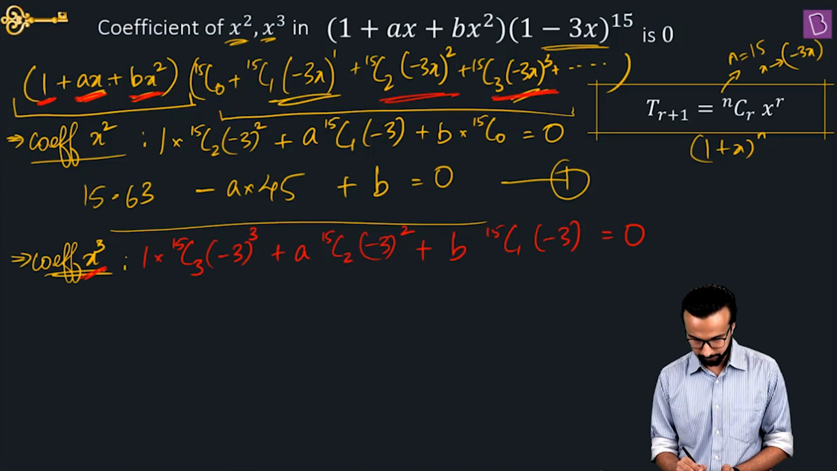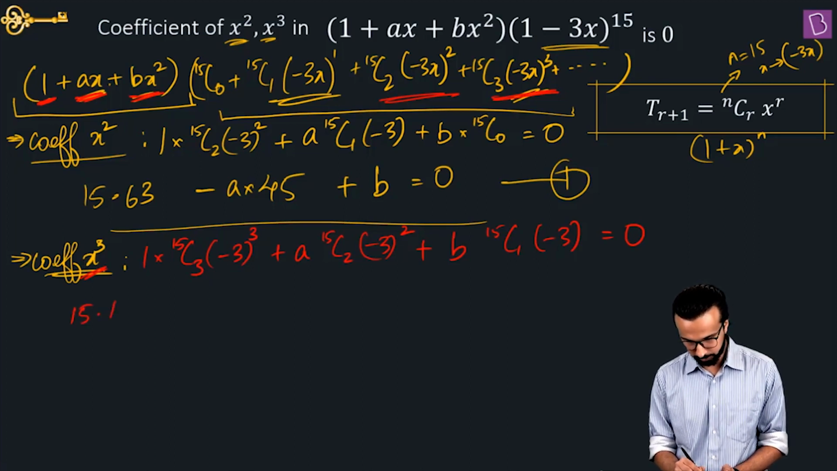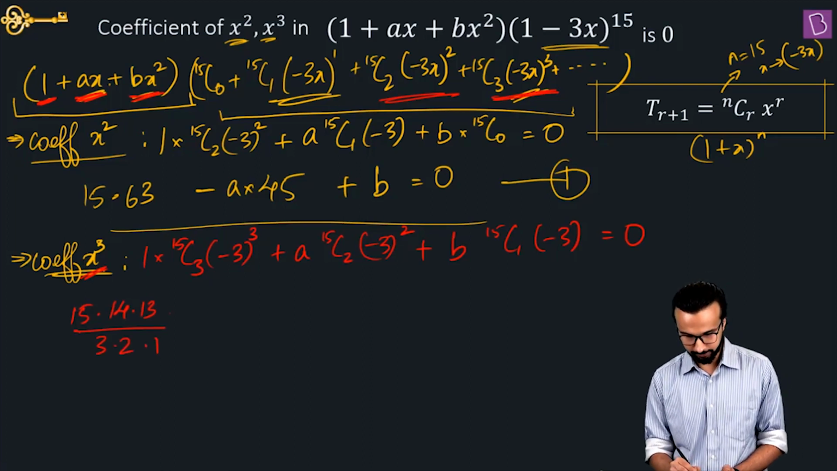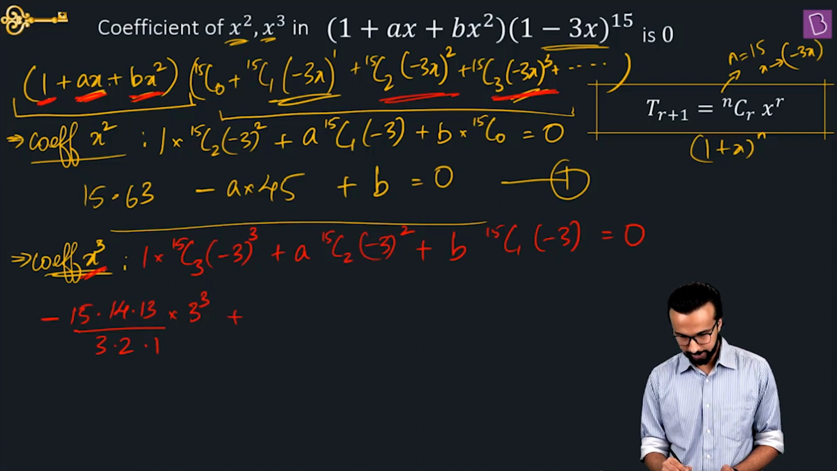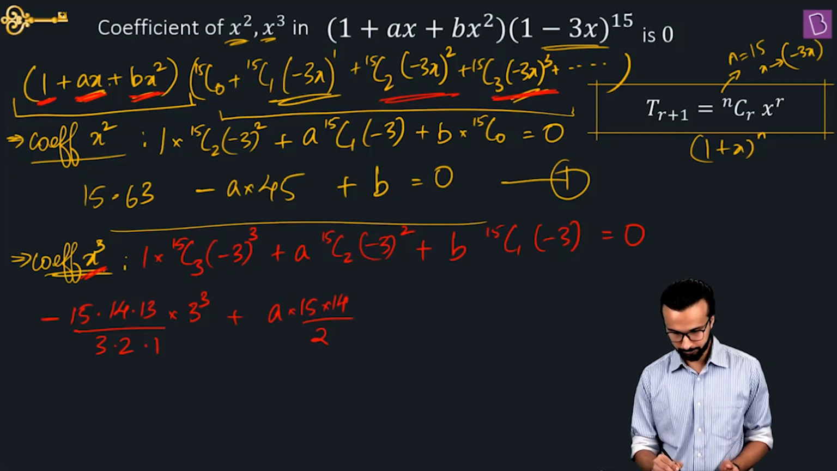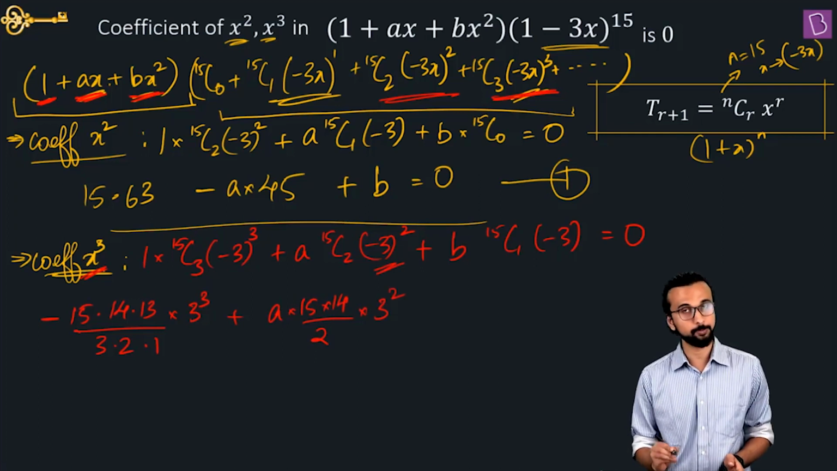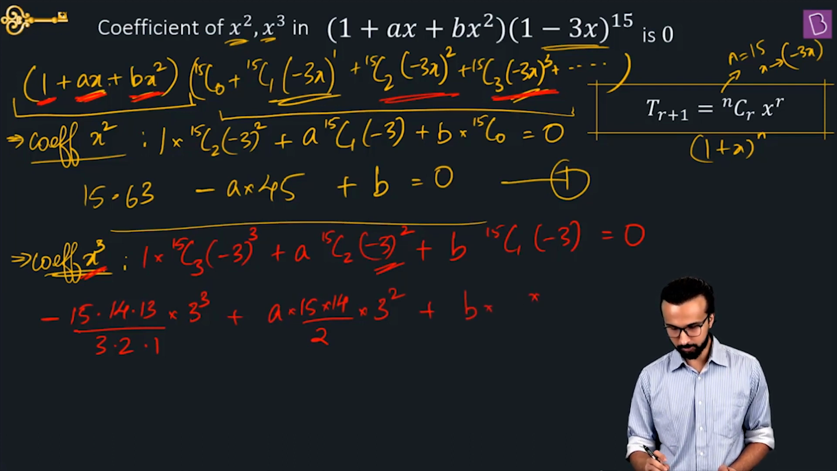So 15C3 is 15 into 14 into 13 divided by 3 into 2 into 1. Okay, 15C3 into (-3) cubed, so I'll write that as 3 cubed into minus 1. Plus a into, what's 15C2? 15 into 14 divided by 2, into 3 cubed. Minus 3 cubed is the same as 3 squared; minus 3 squared and 3 squared have the same value. Plus b into 15C1, which is 15 into minus 3. 15 into minus 3 is minus 45.